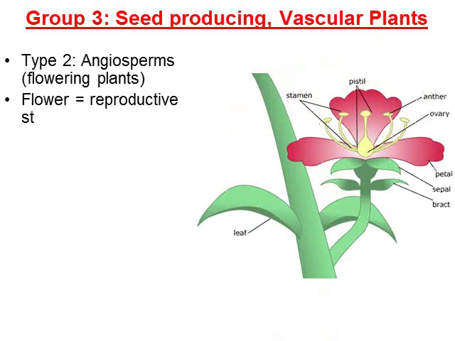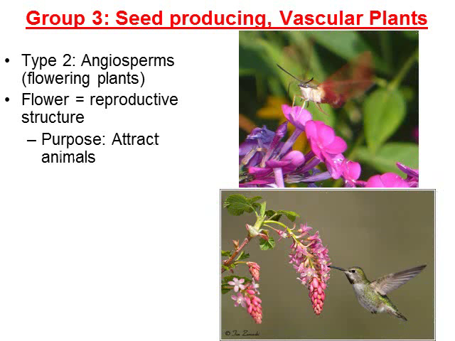That would be angiosperms. Angiosperms is the name of the plants that produce flowers, and flowers is simply the reproductive structure. It's what they use to reproduce and to pass on their genes to the next generation. And so the purpose of a flower, well, it's to reproduce, but the purpose of the colors and the fragrance is to attract a pollinator. Some pollinators can be birds, some pollinators can be insects, and so that's really the true purpose of the flower structure, to attract a pollinator.